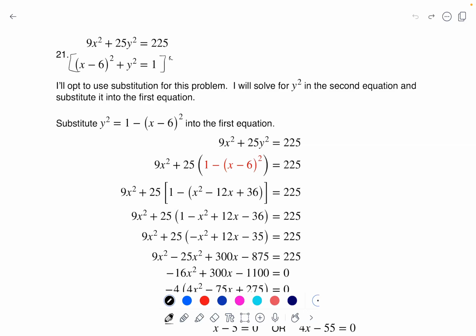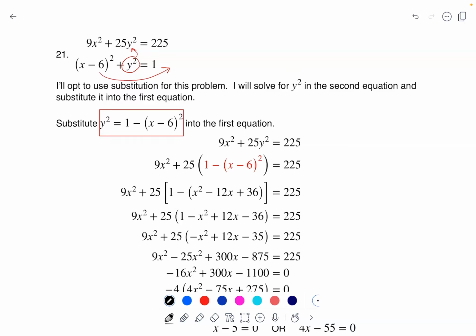I'm going to go ahead and do substitution. And for substitution, for this particular problem, I'm going to solve for y squared in this equation, and then I'm going to substitute that into the second equation. So if I want to solve for y squared, I'm going to move (x minus 6) squared over to the other side through subtraction. And that's what you see here in this little box. I opted to try substitution. Again, you don't have to, but I did.